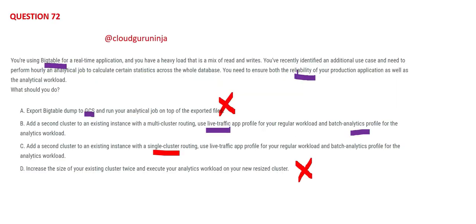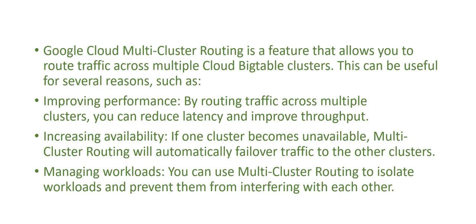Why I'm saying this? Because the question says you need to ensure both the reliability of your production application as well as analytical application. That means everything should be reliable. So single cluster routing, I don't think it will add any reliability, but multi-cluster routing, this will add reliability. Because what happens here is, it will allow you to route the traffic to multiple Bigtable clusters. So this will improve your performance, this will improve your availability, this will manage the workloads.